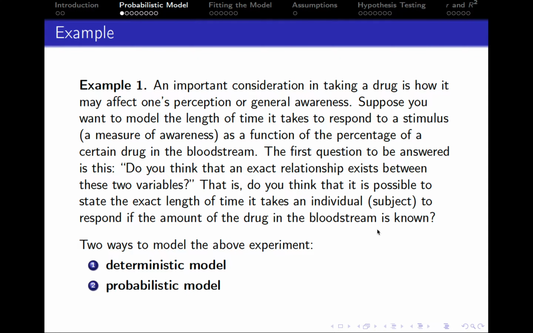The first question to be answered is this: do you think that an exact relationship exists between these two variables? So, the length of time it takes to respond and the amount of drug in the bloodstream. That is, do you think it is possible to state the exact length of time it takes an individual subject to respond if the amount of the drug in the bloodstream is known? There are two ways to model the above experiment: using a deterministic model and using a probabilistic model.